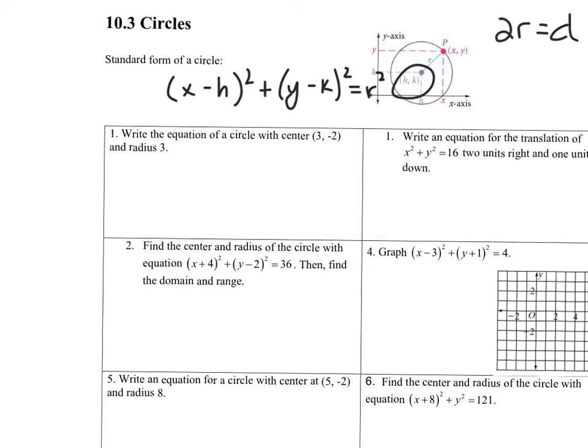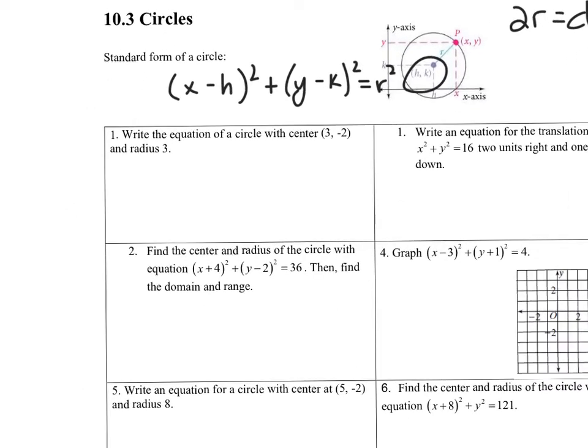Number one, write an equation of a circle with the center at (3, -2) and radius 3. It's going to be (x - 3)^2, because this is your h and this is your k, plus (y - (-2)), so y plus 2, squared equals 3 squared, which is 9.